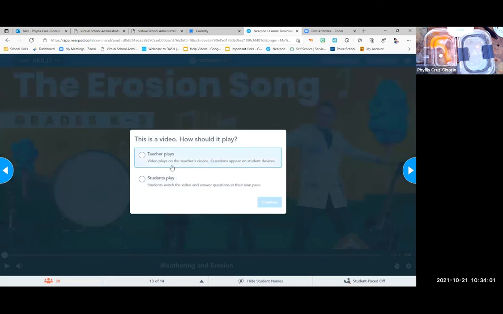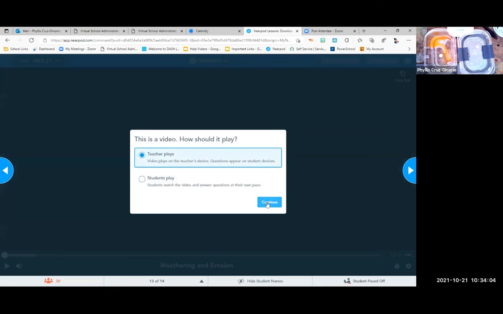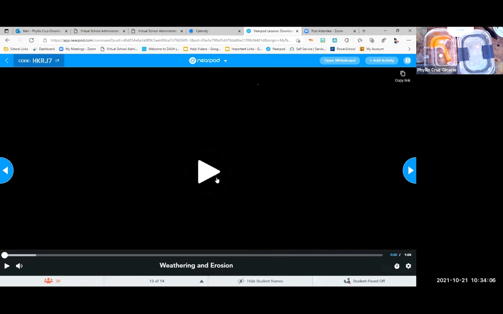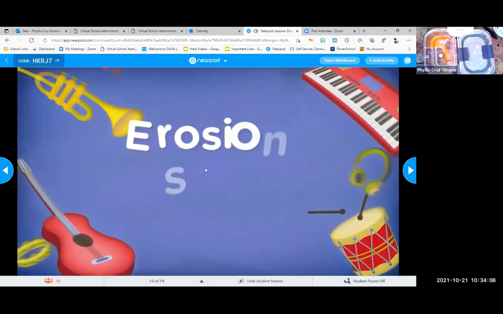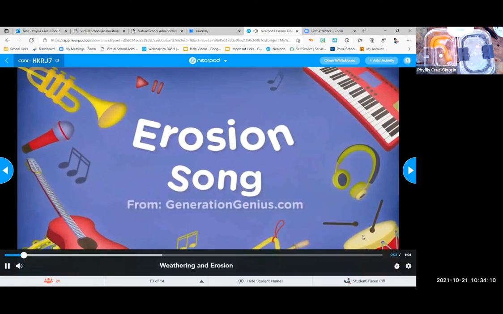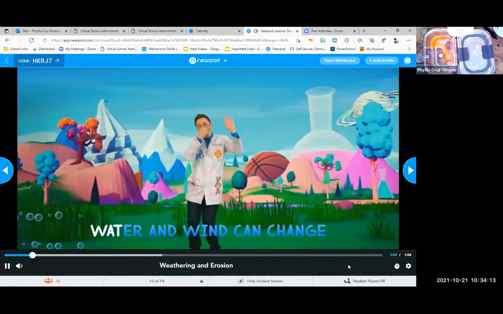Beautiful. So here comes our erosion song. We're coming up to the end of our lesson. A cute little erosion song that we found. You hear it? Let's make sure we can hear it.